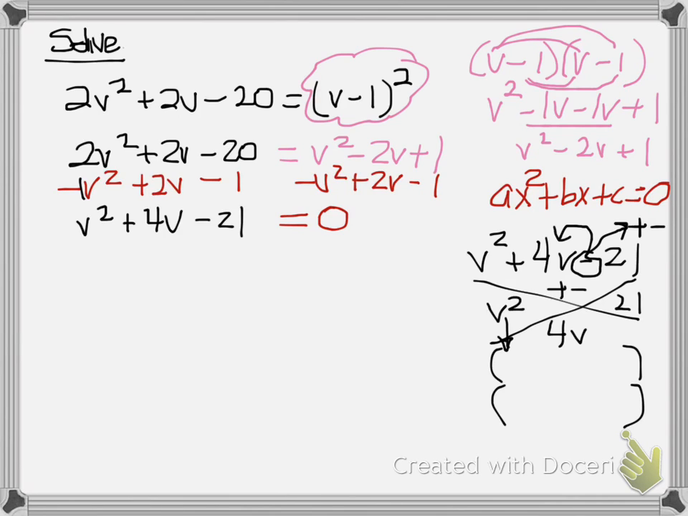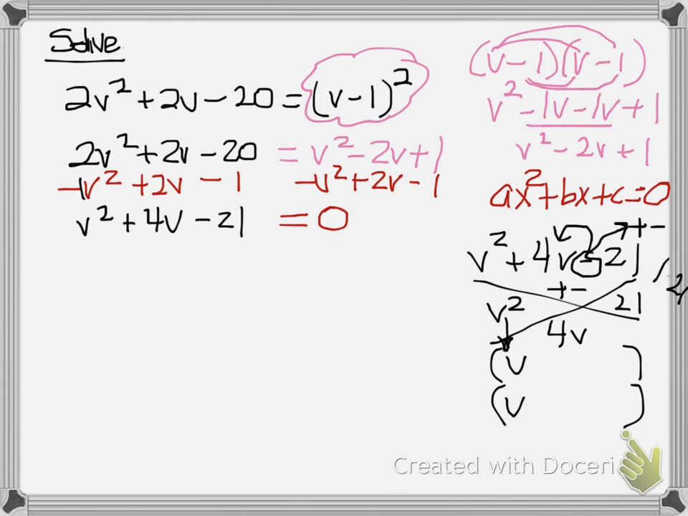So v squared, that's easy. That's v times v. What are my options for 21? I've got what? 1 times 21. What else do I have? Like, for your signs, don't you need a positive and a minus? Yeah, I do, but I'm not putting those in yet. I'm going to put them in last. I like to put my signs in last.